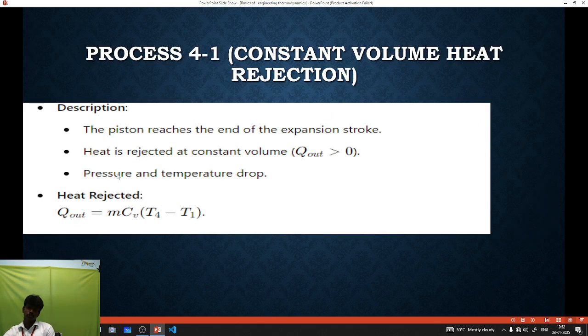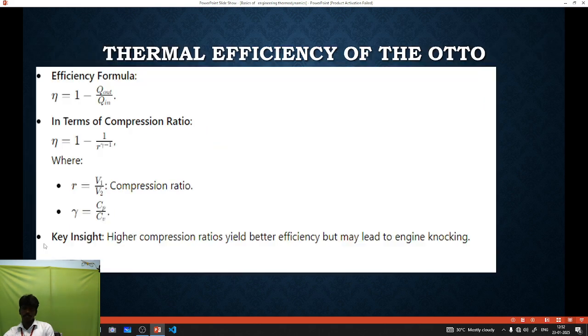And process 4 to 1, constant volume heat rejection. The piston reaches the end of the expansion stroke. The heat is rejected at constant volume. Q out is greater than 0. The pressure and temperature will drop.